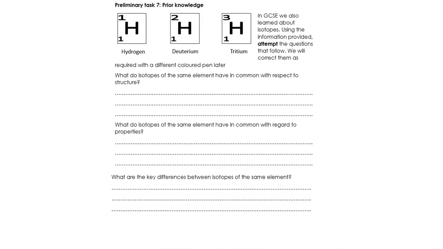Still on GCSE, we're going back to talk about isotopes now. Have a read through these questions, think about them, pause until you're happy, and then go on to review what you've done. So I've got 3 isotopes of hydrogen here: hydrogen, deuterium and tritium. In GCSE, we learned about isotopes. What do isotopes of the same element have in common with respect to their structure? So they have got the same atomic number, but that doesn't tell us about the structure. It tells us that it has the same number of protons and it has the same number of electrons.